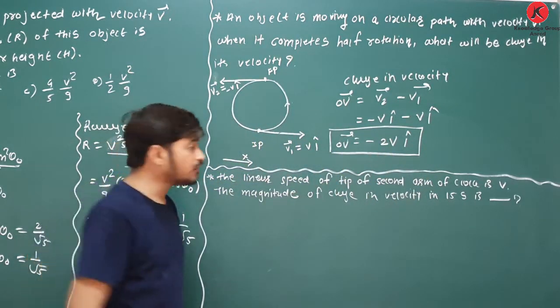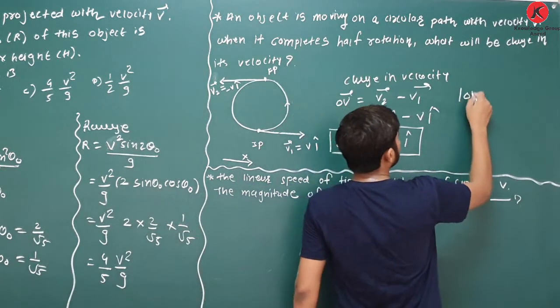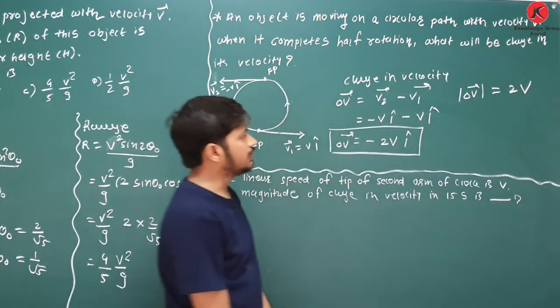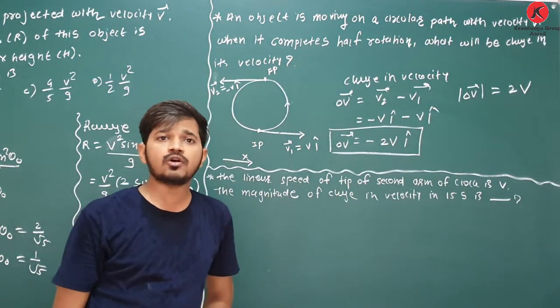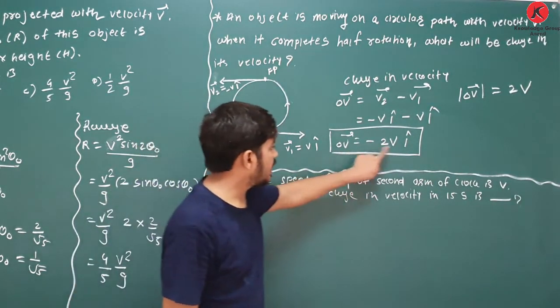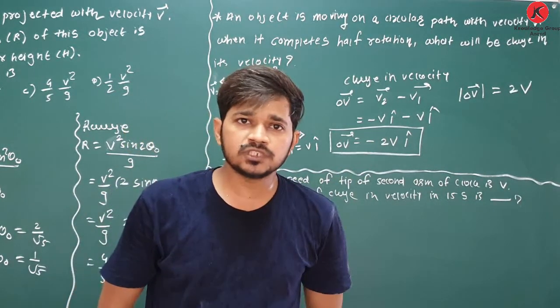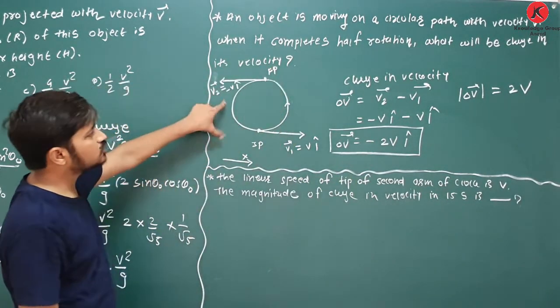If I want to find its magnitude, what is the magnitude of change in velocity? Mod of delta v is 2. What is the direction of change? Minus x-axis. Clear about this? Okay. So this is one question based on it.